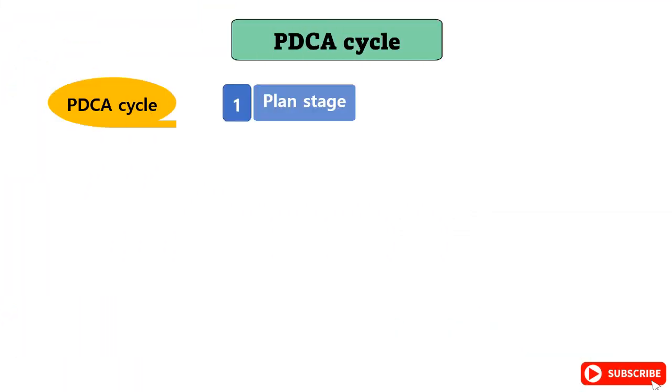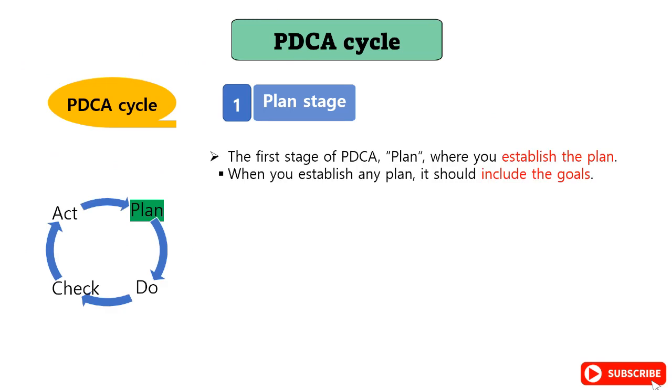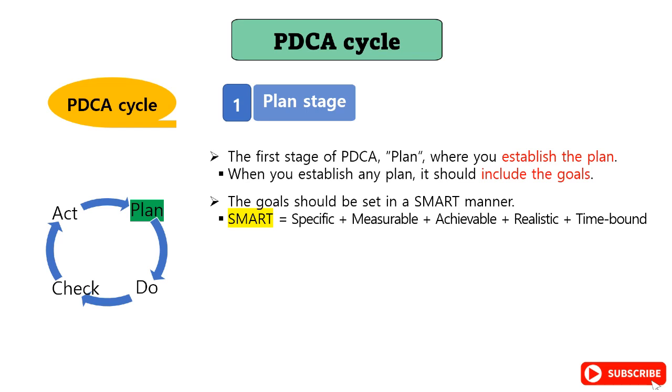The first stage of PDCA is the plan stage, where you establish the plan. When you establish any plan, it should include the goals you want to achieve in the future. The goals should be set in a SMART manner. SMART stands for specific, measurable, achievable, realistic, and time-bound. Specifically, the goals should be defined clearly, measurable in numerical terms, achievable, realistically set, and time-bound with a set deadline and a step-by-step schedule to follow.